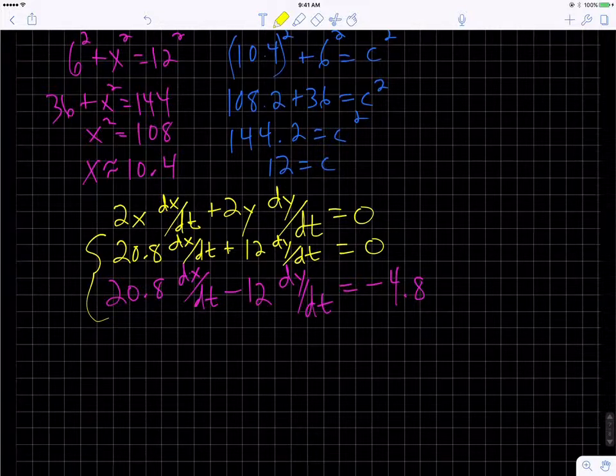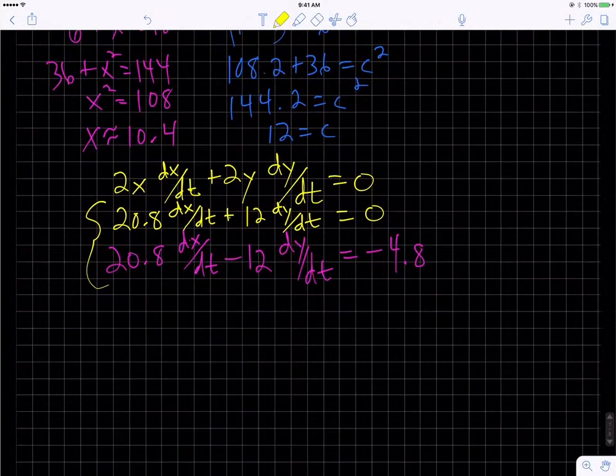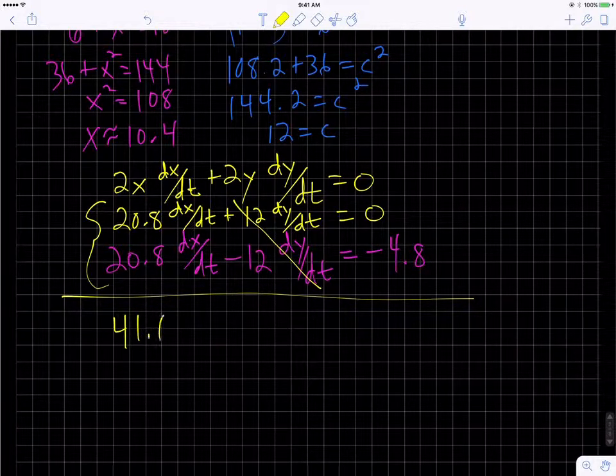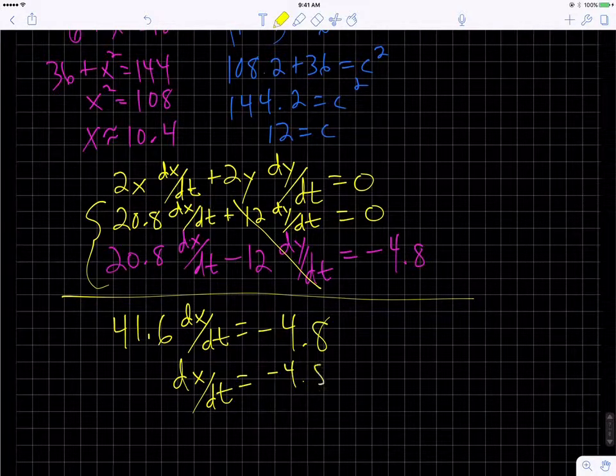So I'm going to then combine those. This lines up nicely, it looks like. Hopefully I didn't do something wrong. This looks almost too nice. When I combine them, I can just add them because this will equal 0. So I'll have 40, so what's that? 20.8 and 20.8 is 41.6. So I'll get 41.6 dx dt equals negative 4.8. So now when I solve for dx dt, I'm going to get negative 4.8 divided by 41.6. That's going to be, let me divide this. 0.115 we'll call it, and that's negative.